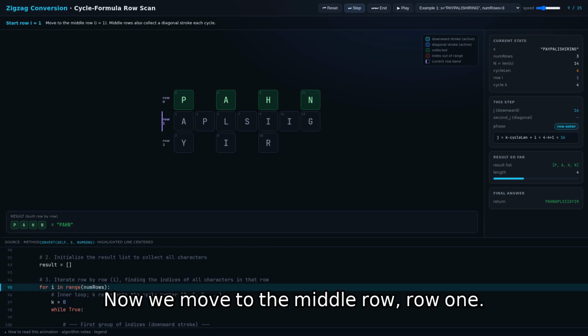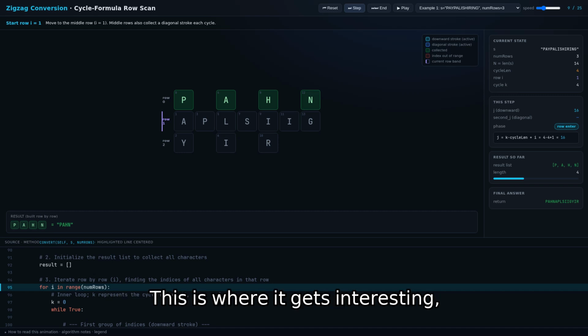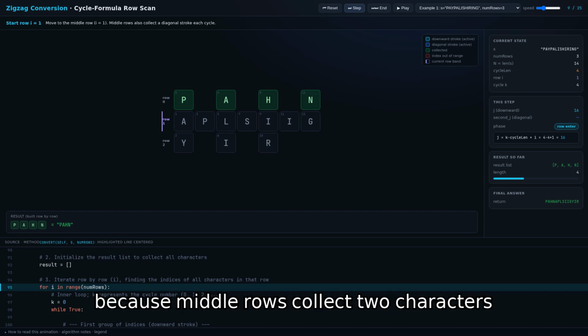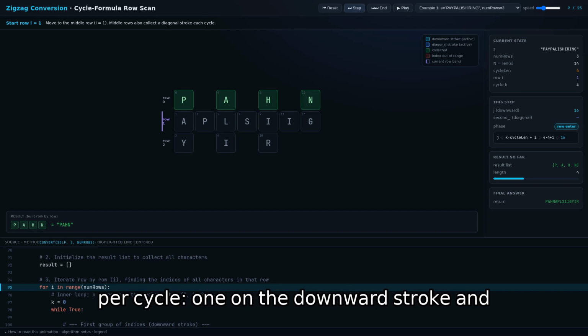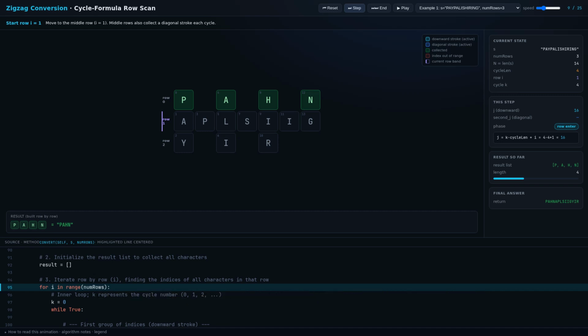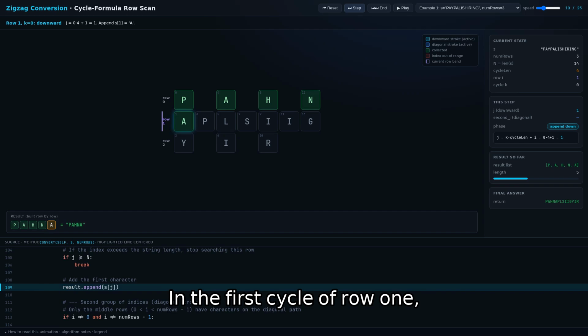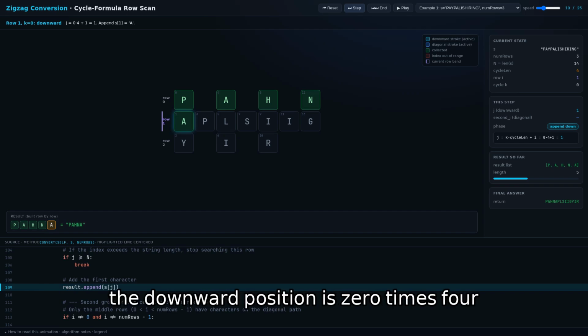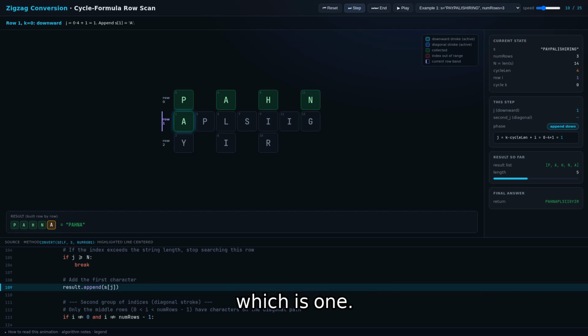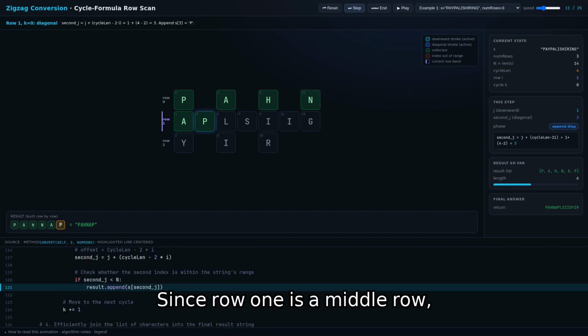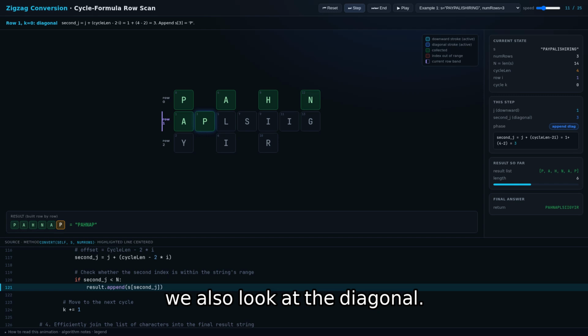Now we move to the middle row, row 1. This is where it gets interesting, because middle rows collect 2 characters per cycle, 1 on the downward stroke and 1 on the diagonal. In the first cycle of row 1, the downward position is 0 times 4 plus 1, which is 1. Position 1 holds the letter A, so we append A. Since row 1 is a middle row, we also look at the diagonal.